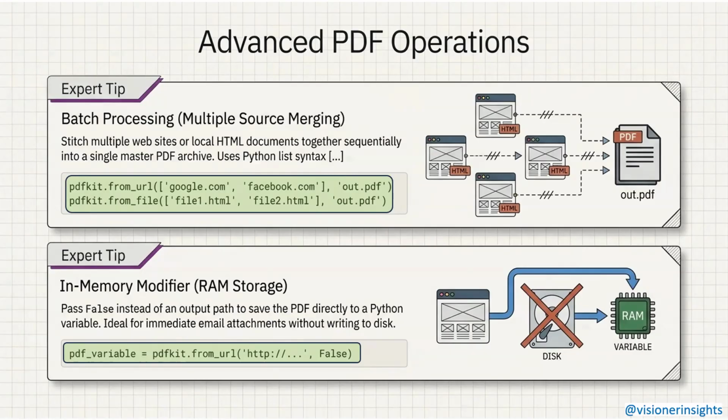Now, what's truly a game changer about these advanced PDF operations is this expert tip down at the bottom, the in-memory modifier. Normally, creating a PDF writes a physical file straight to your hard drive. But check this out. By passing the Boolean False instead of a target file name, you completely bypass the hard drive. The PDF is saved directly to your system RAM as a Python variable. That is absolutely ideal if you want to immediately attach that PDF to an automated email without leaving a bunch of junk files sitting on your disk.